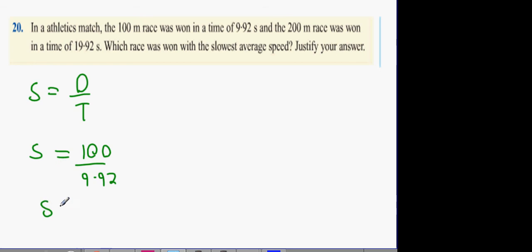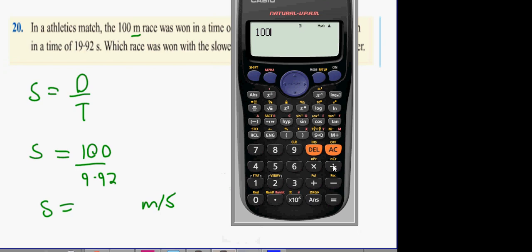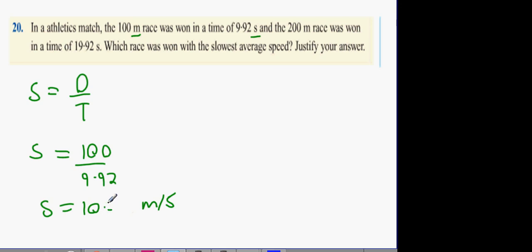You're going to get 100 metres divided by 9.92. Now, is your speed in kilometres an hour this time? You have to look at your units to figure out what your speed is in. Distance is in metres, time is in seconds. This means your speed is in metres per second. If your distance was in kilometres and your time was in hours, it'd be kilometres per hour. So please pay attention to the units. 100 divided by 9.92 gives 10.08 metres per second. So this person covers 10 metres every second in the 100 metre final.